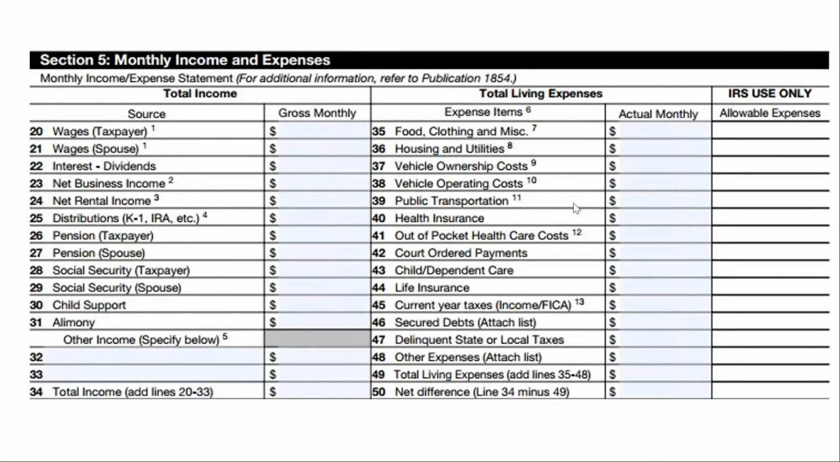So this is Section 5. On the left is income, on the right are expenses, and those expense categories should look familiar. We just talked about them within the past hour and a half. But first, real quick, we'll talk about the income. The main thing I want to say about the income side is that your client needs to put on here all income sources that are available to pay household expenses.